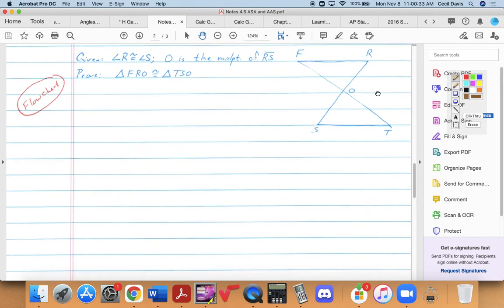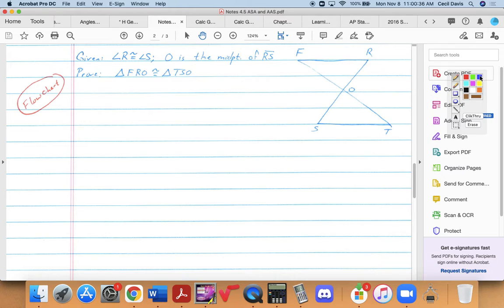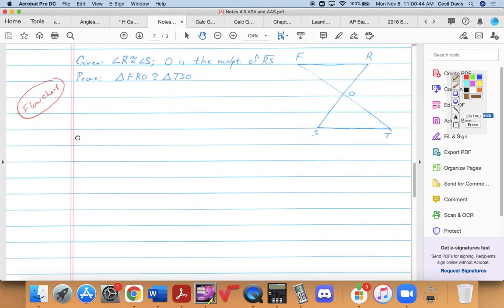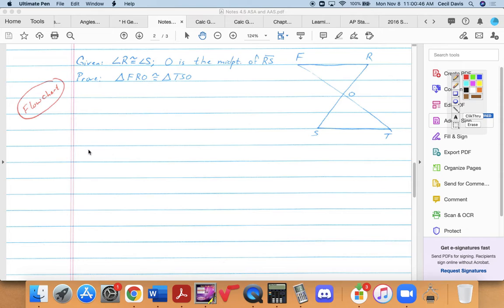I even wrote flowchart on that one. Ew. No. Yay! So I'm going to do a flowchart for this one. Some years I don't do flowcharts until I get to this point, apparently. That's why I wrote flowchart on there. Those lucky people.